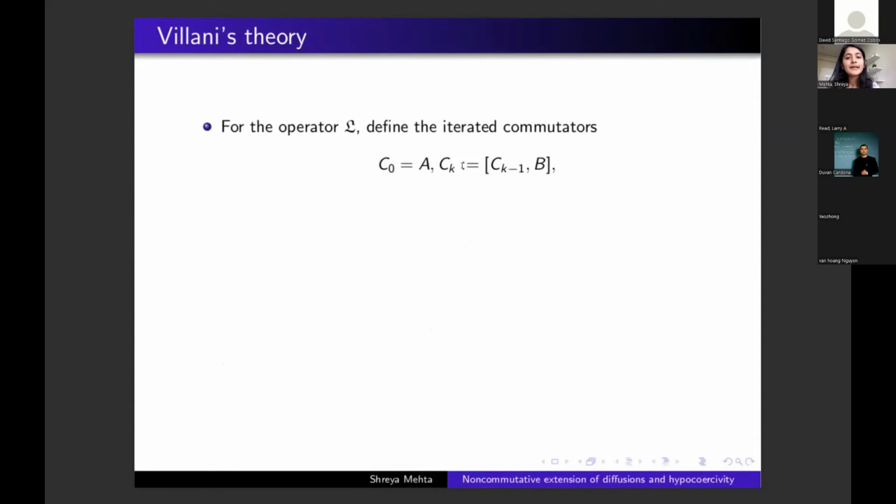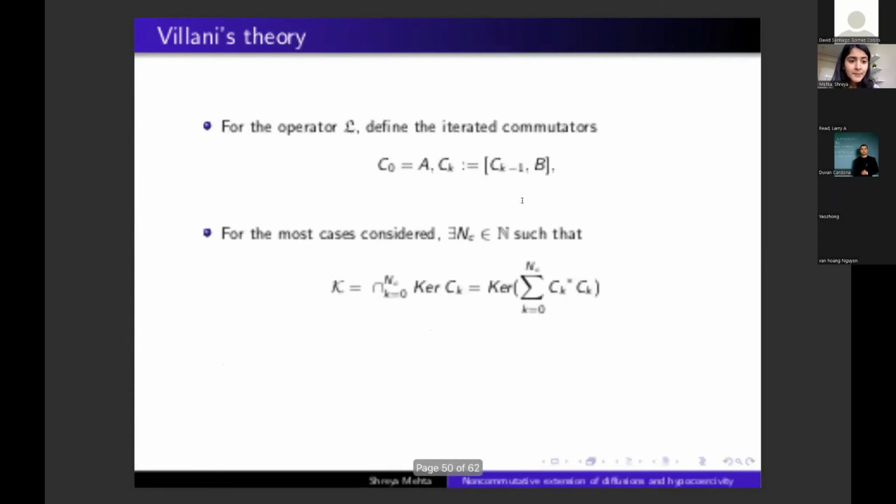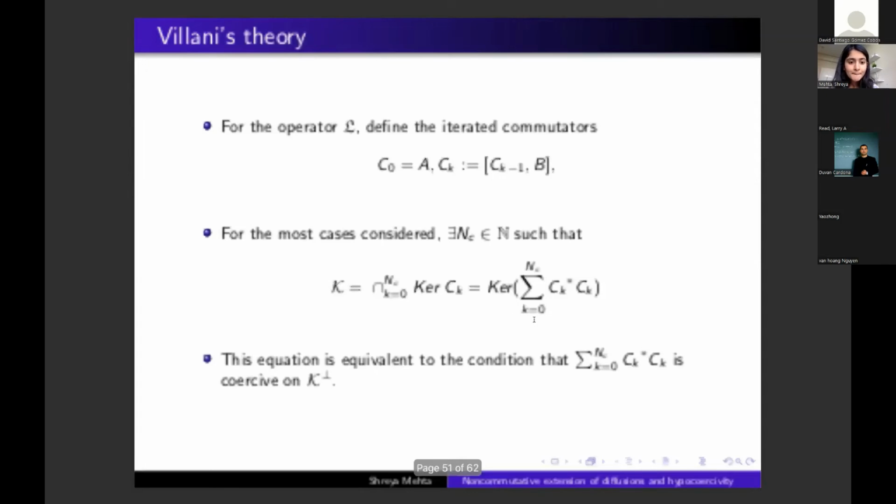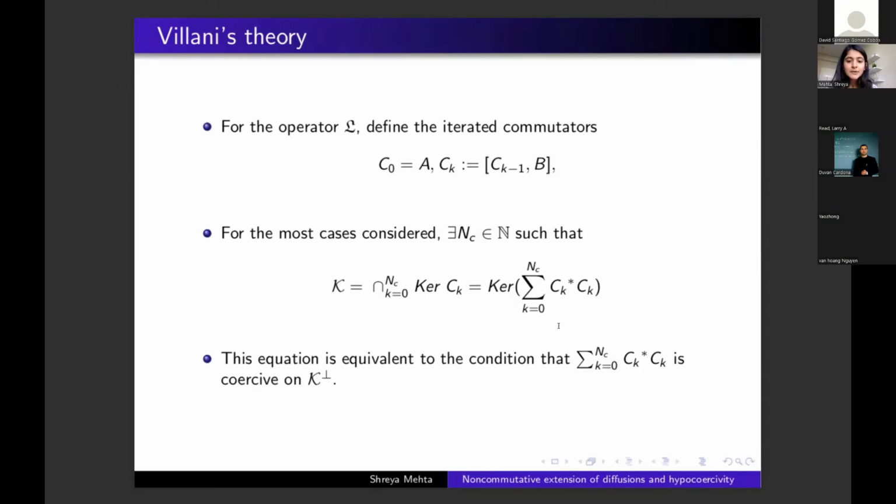And for this operator L, we can define the iterated commutators. C0 we take as A, and Ck as the commutator of C_{k-1} and B. Then for most cases, there exists a natural number such that the intersection of the kernels of these commutators is equal to the kernel of the sum of Ck*Ck. And this equation is equivalent to the condition that the sum of this expression is coercive on the orthogonal complement of the kernel.